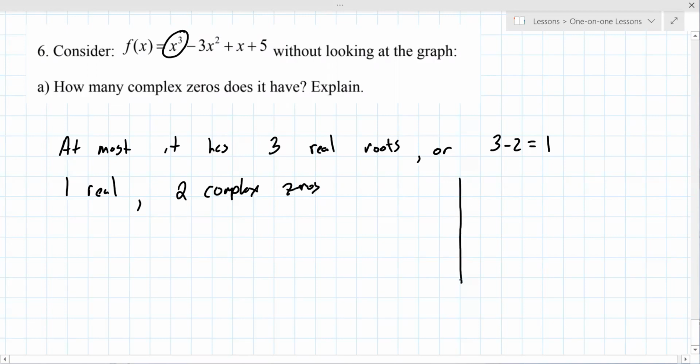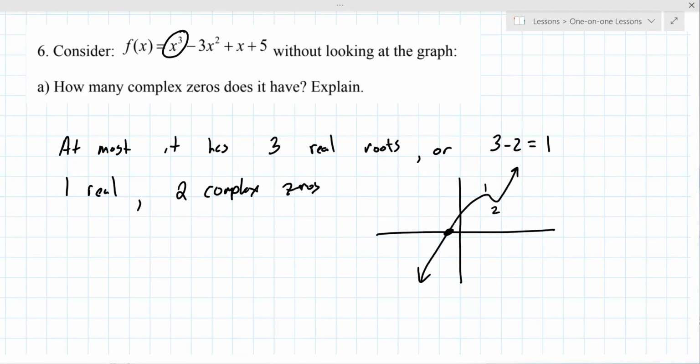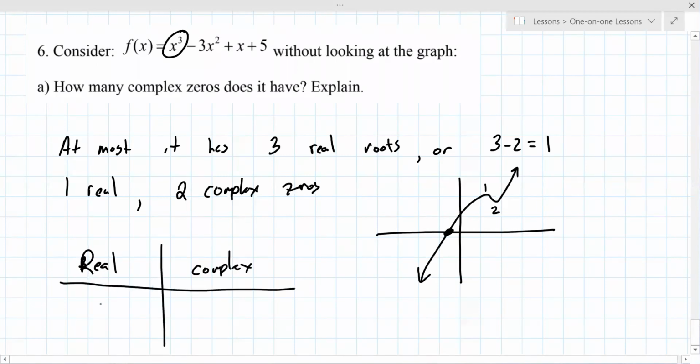Okay, and you might be like, well, how would that happen? Well, let's say it looks something like this. It has 2 turning points, it hits once, so it's got 1 real and then 2 complex roots. Do you follow that? Yeah. So I think the answer is, your choices are, real and complex. Here are the possibilities. It could have 3 real and no complex, or 1 real and 2 complex. And I think this is what it's asking for in part A.